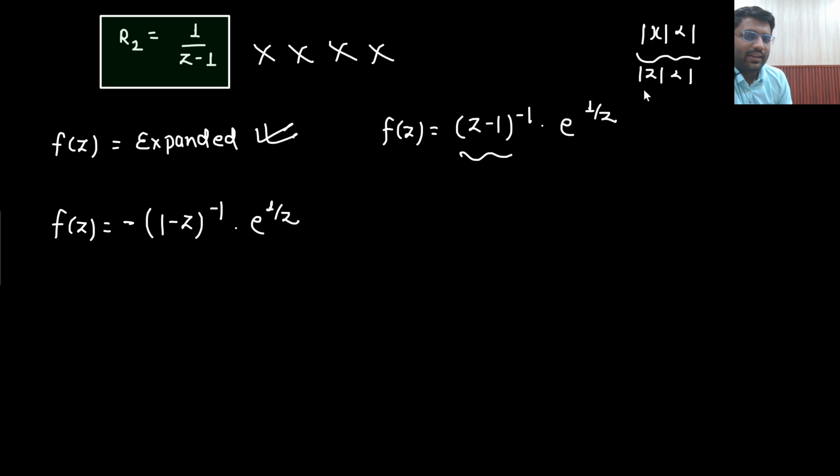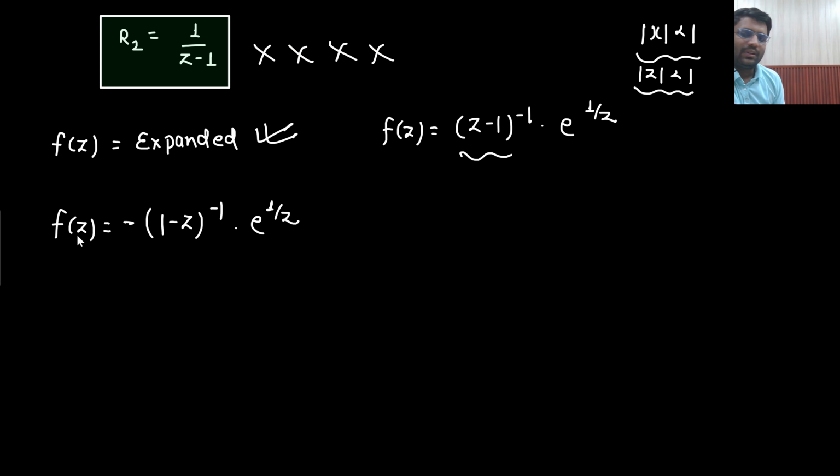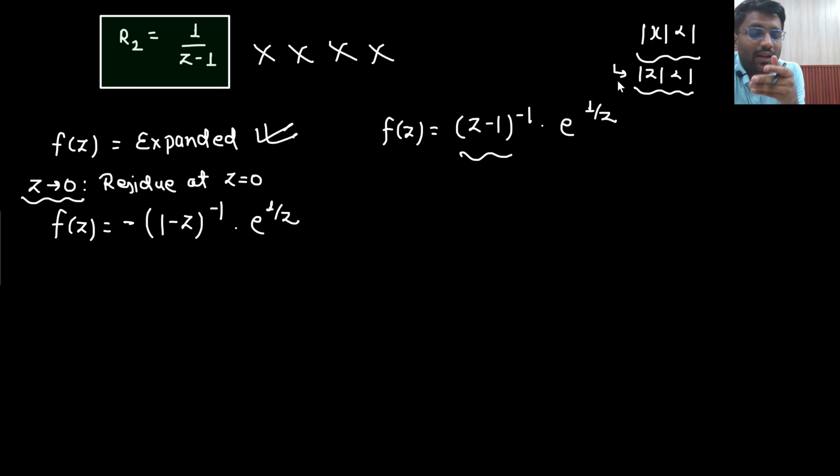So, sir, how can I be sure that my mod of z is less than 1? You are sure about it. How are you sure about it? Where are you finding the residue? I am finding the residue at z equals to 0. Here is my conversation, because I am finding the residue at z equals to 0. And if your z is 0, then surely it is less than 1. Your conversation is going around z equals to 0.